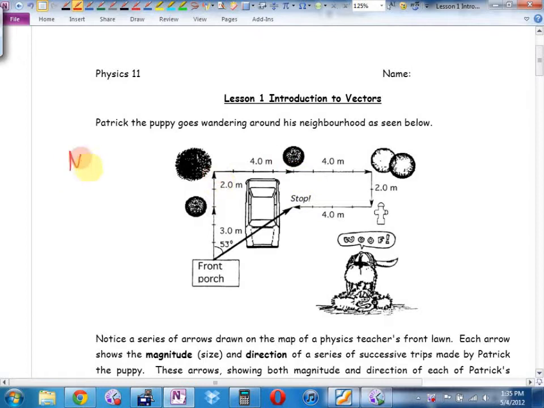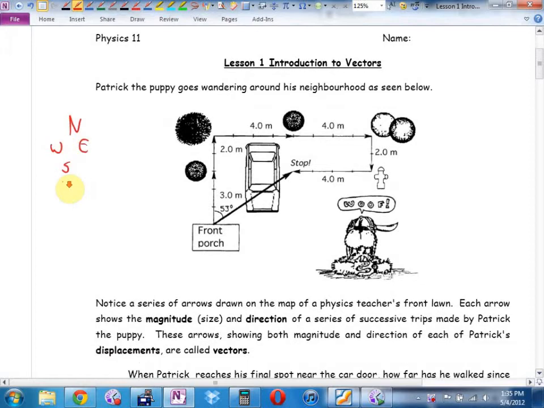In fact, you know what? Let's draw a little compass on here somewhere like that. A little compass rose. Okay? He eventually ends up right here. He doesn't take the shortest path to get there, but that's where he eventually ends up.